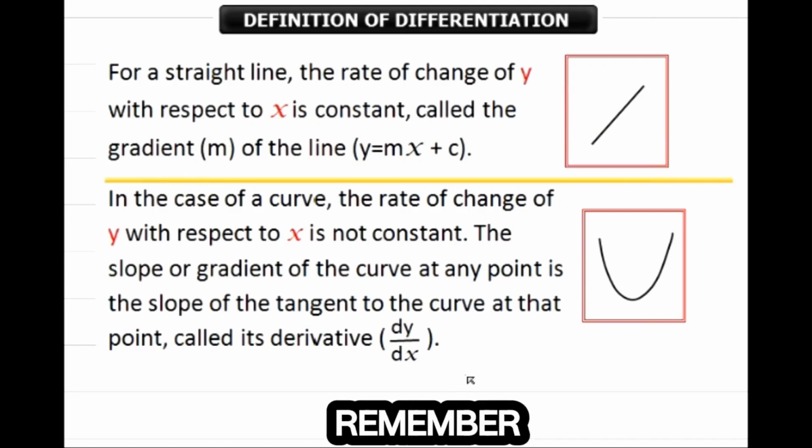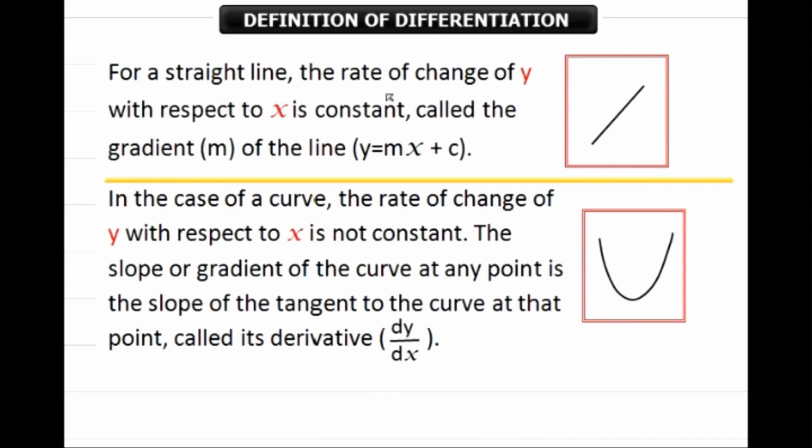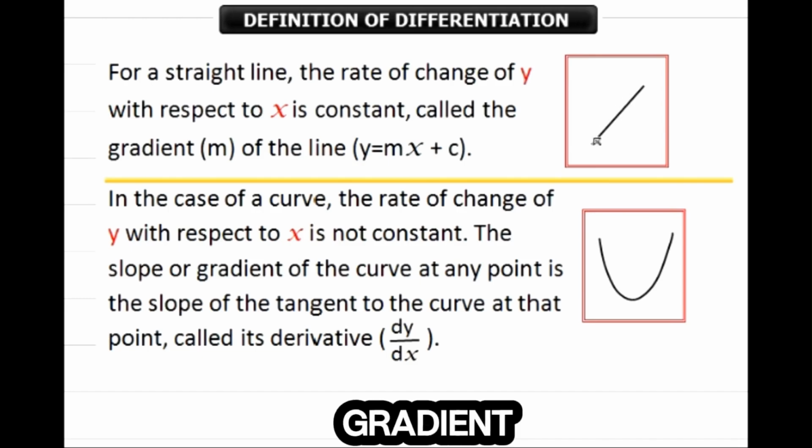You still remember the equation of a line. For a straight line, the rate of change of y with respect to x is constant. So the slope or gradient of a line is always constant as long as it is a straight line, and it is called the gradient of the line. Remember this equation of a line, y is equal to mx plus c, where m is the gradient and c is the intercept on the y-axis.